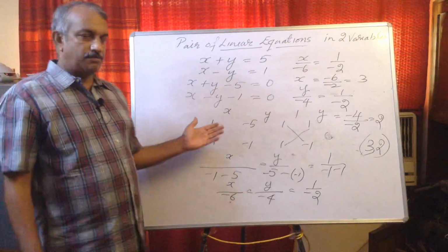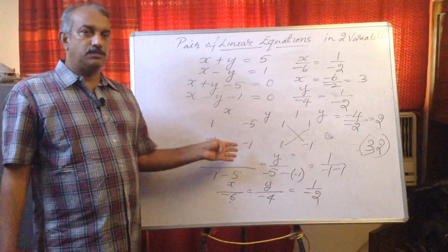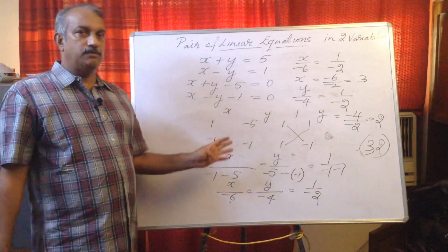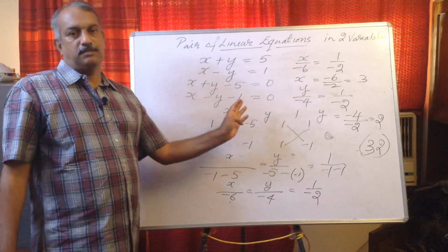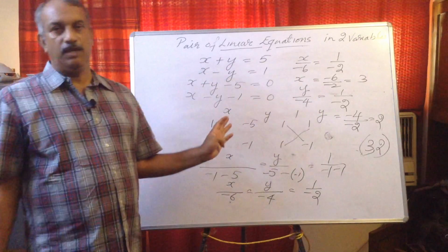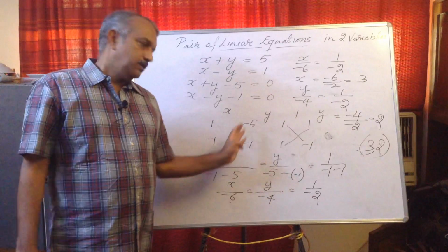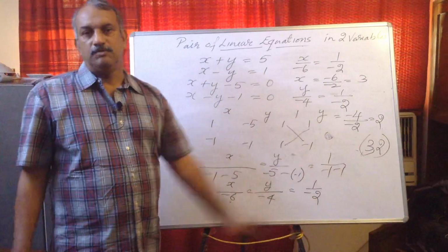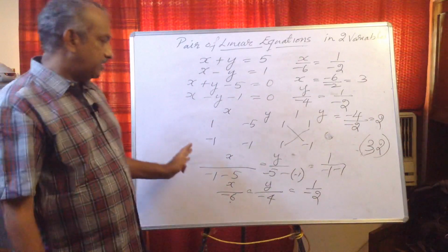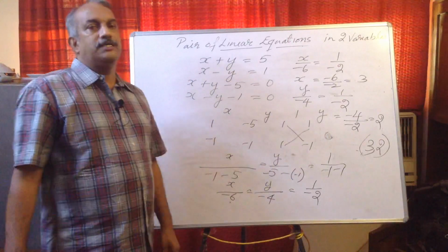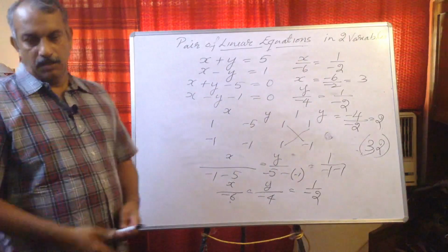So first you have to write B1, B2, C1, C2, A1, A2, B1, B2. First between first two x, between second and third y, between third and fourth 1. Then do cross multiplication. Compare the first one and third one. You will get value for x. Compare the second and third one. You will get value for y. That's all.